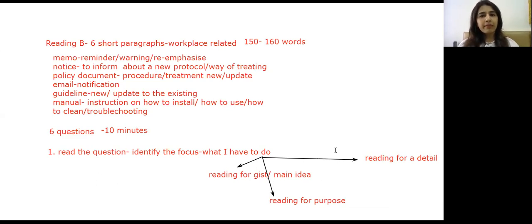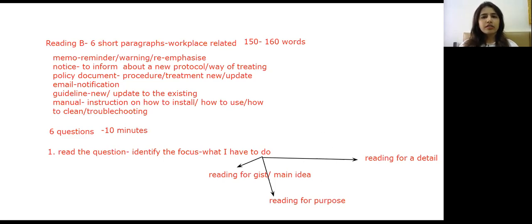So you should have the ability to understand, just like we discussed the types of documents, what kind of question you are dealing with. Is it asking you to read for detail? Is it asking you to read for purpose? Is it asking you to read for main idea? The strategy for main idea and purpose is quite similar, but the strategy for reading for detail is slightly different from the other two types.